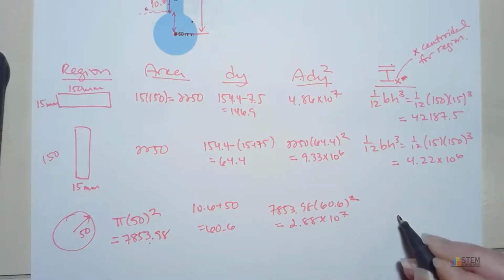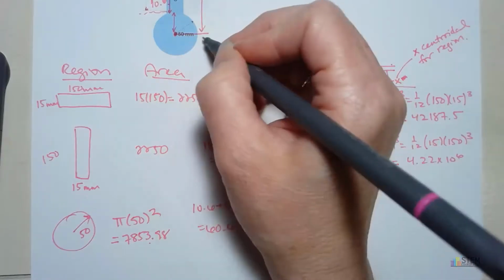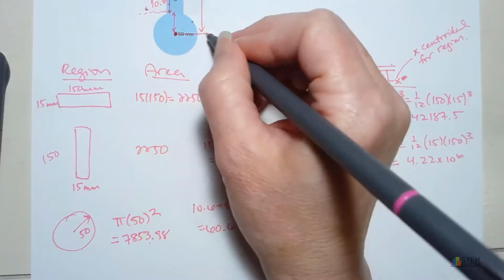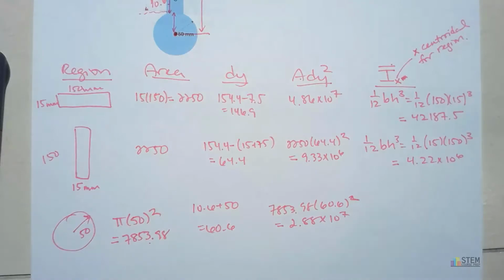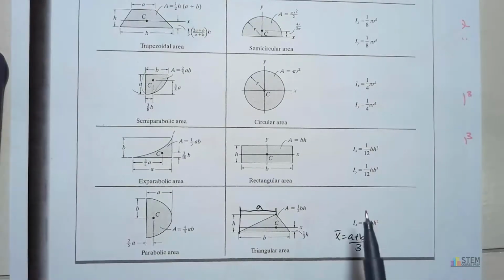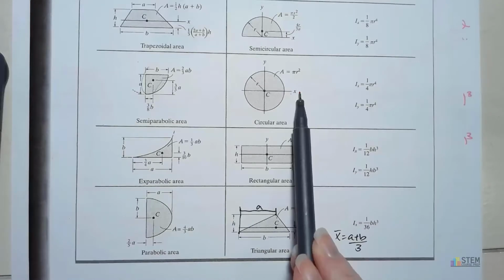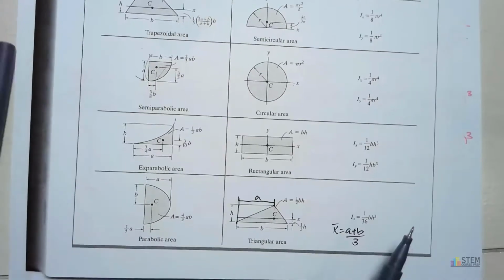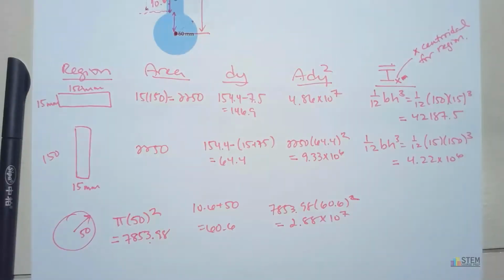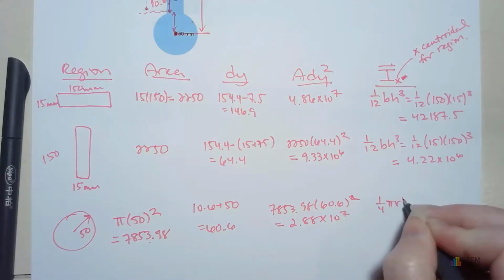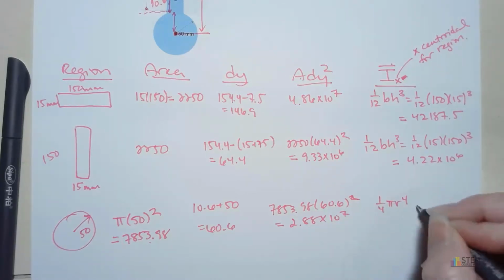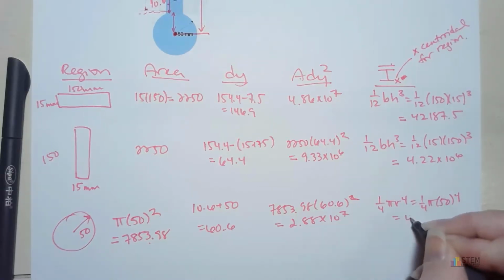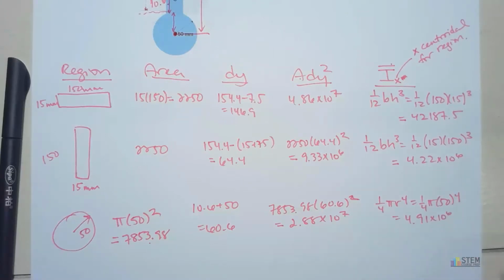And now we need to get the I bar about the x-axis. So again, you're going to locate your centroid of your circle. You want to find the moment of inertia about this x-axis, that horizontal axis going through the center of the circle. So go to your table. Here's the x-axis. So you're going to have 1/4 pi r to the 4th. That's the equation you're going to use. Radius is 50. And that'll give you 4.91 times 10 to the 6th.